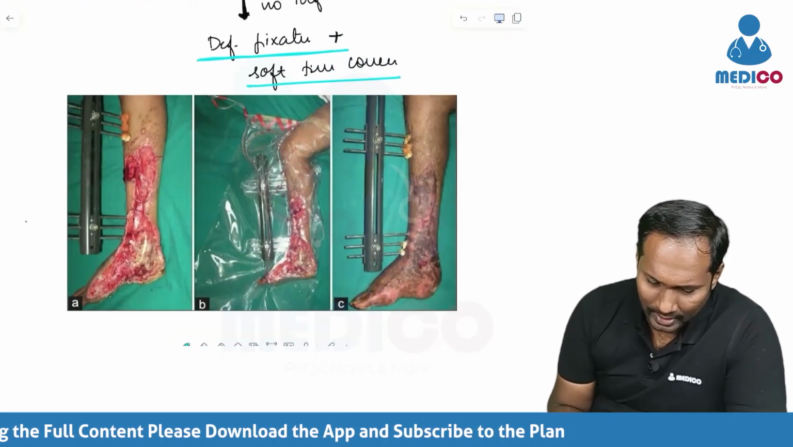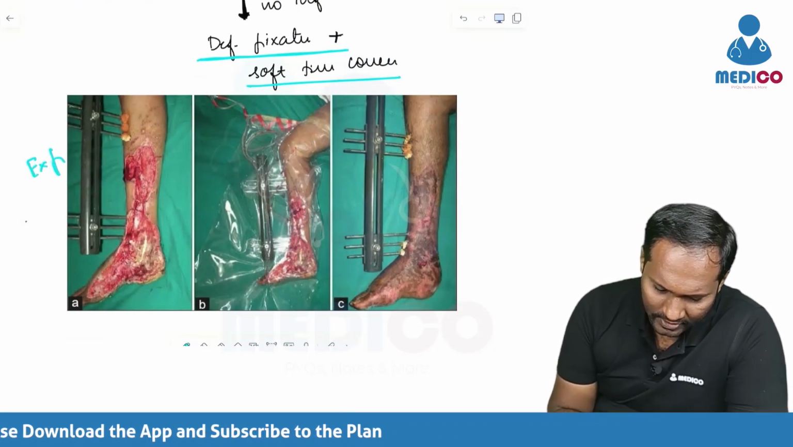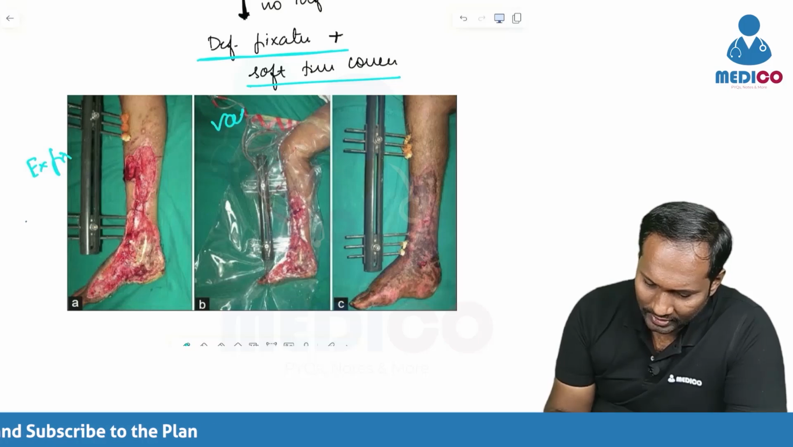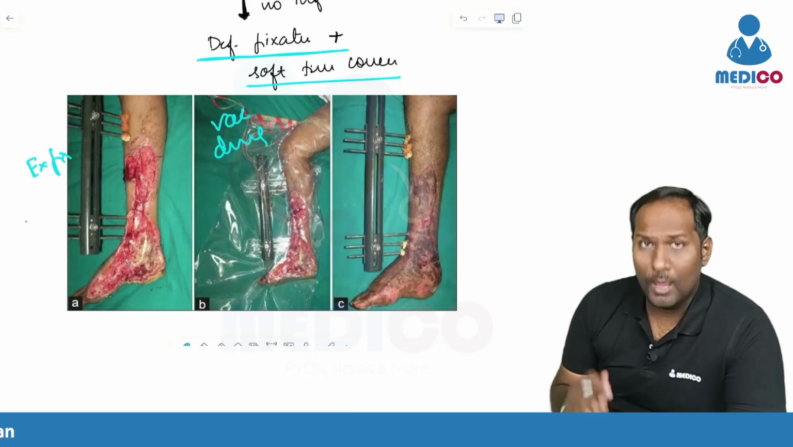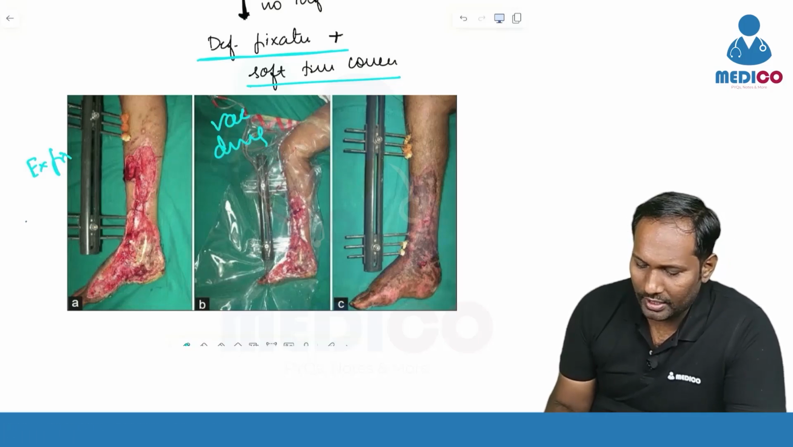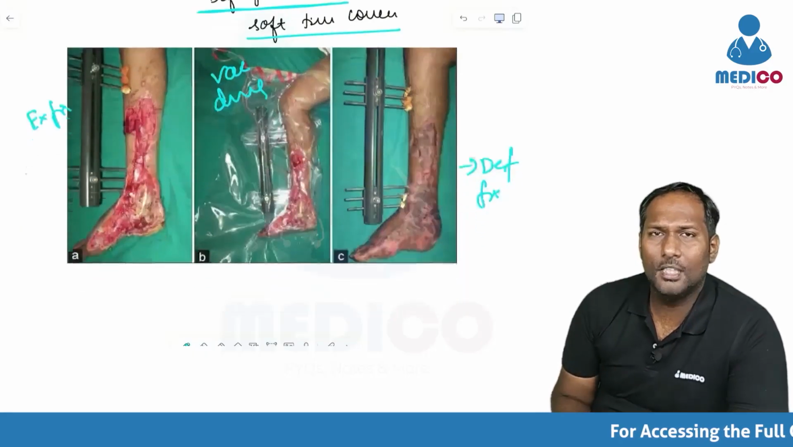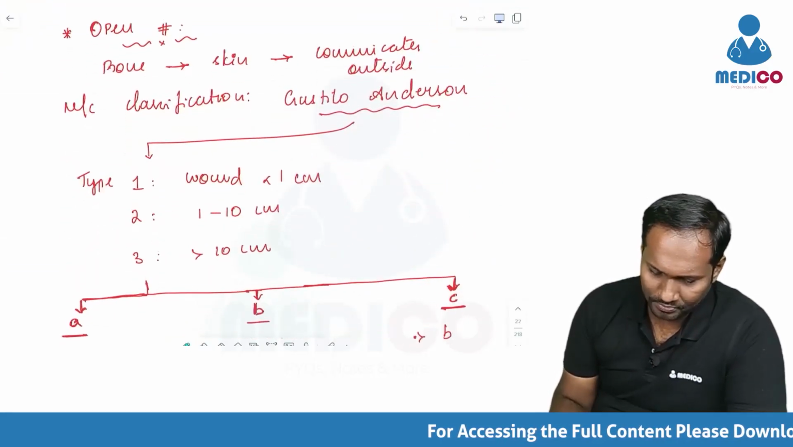This is a clear example of using X-fix and vacuum dressing for an open wound, and once it is all healed, you can take it up for a definitive fixation. That's how you do staged procedures.